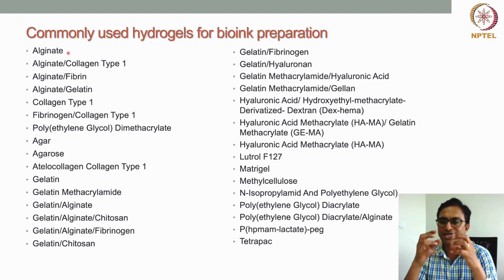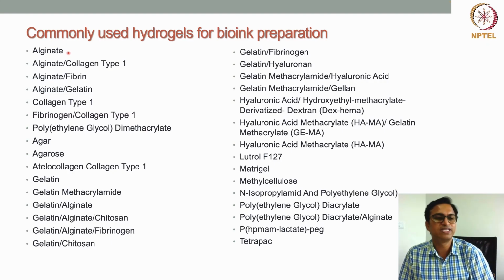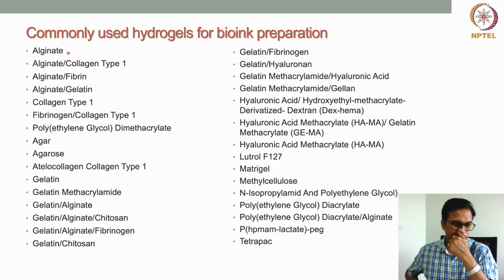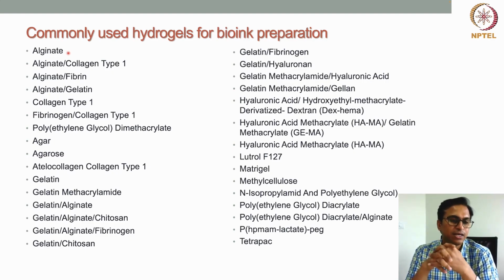Cells are mostly encapsulated, just embedded within the alginate gel. They don't get attached to the alginate material. So there are different bioactive materials like collagen type 1, fibrin, gelatin. All these things are combined with alginate to develop a multimaterial composite bioink.